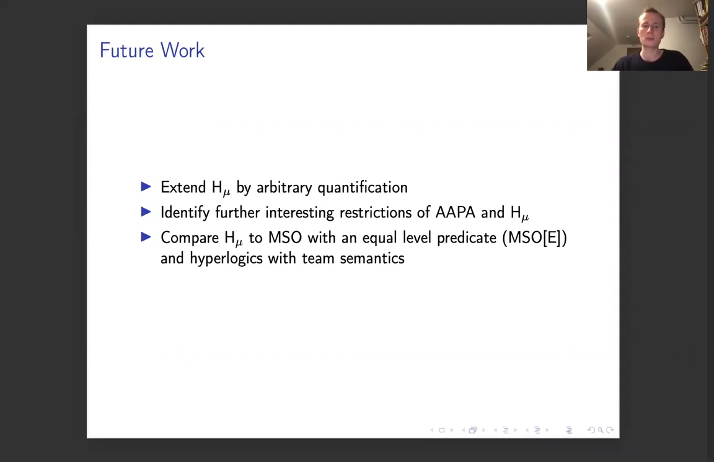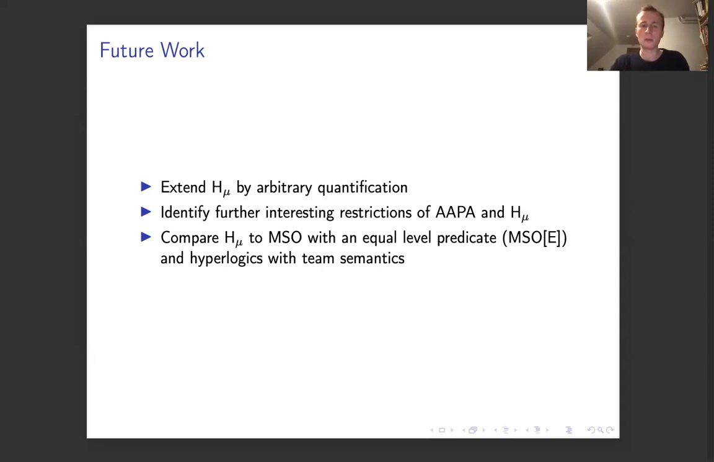So the first is the extension of h-mu by arbitrary quantification. Recall that h-mu is a linear time logic because we allow quantifiers only in the front, but not in arbitrary positions as in CTL star or hyper CTL star. And we would like to make that happen by extending our approaches to allow quantifiers in arbitrary positions and adjust our results accordingly to have a more general logic.